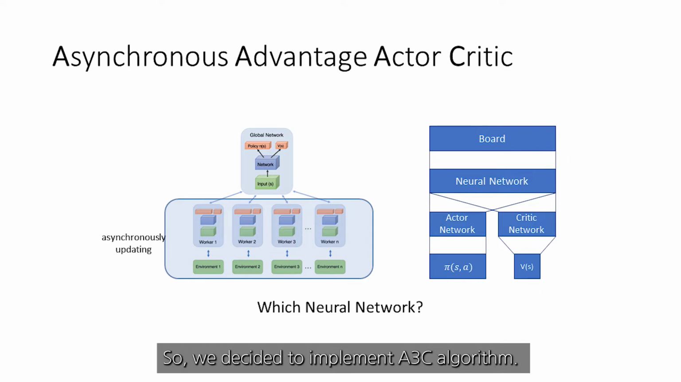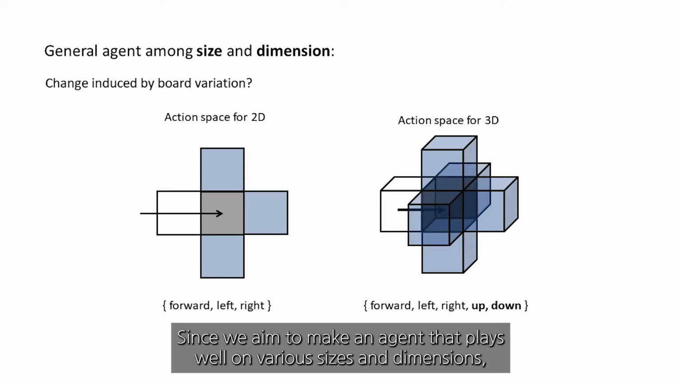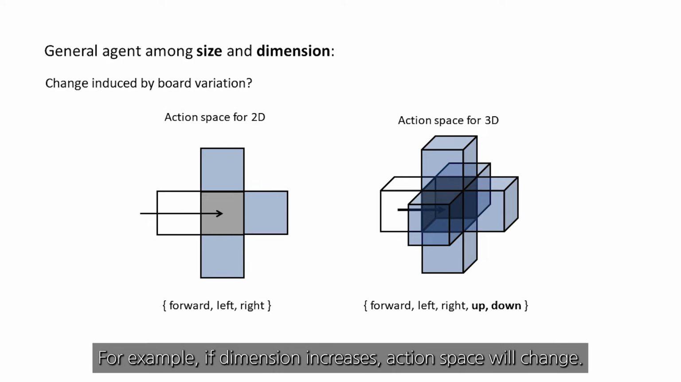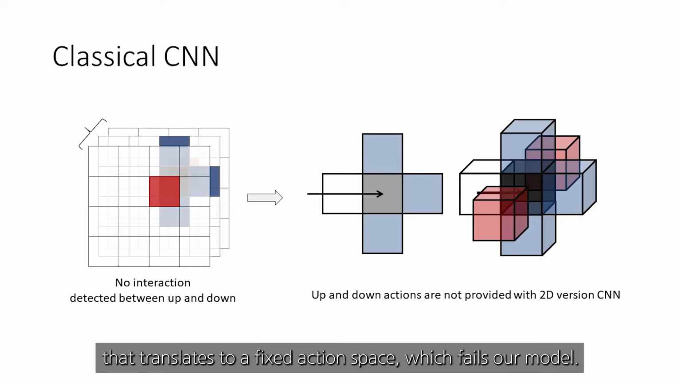So we decided to implement the A3C algorithm, and we have to implement a neural network that composes the decoder of A3C. Since we aim to make an agent that plays well on various sizes and dimensions, we should think about what would happen when the size or dimension of the board is changed. For example, if the dimension increases, the action space will change. In a classical CNN, we need a fully connected layer that translates to a fixed action space, which fits our model.